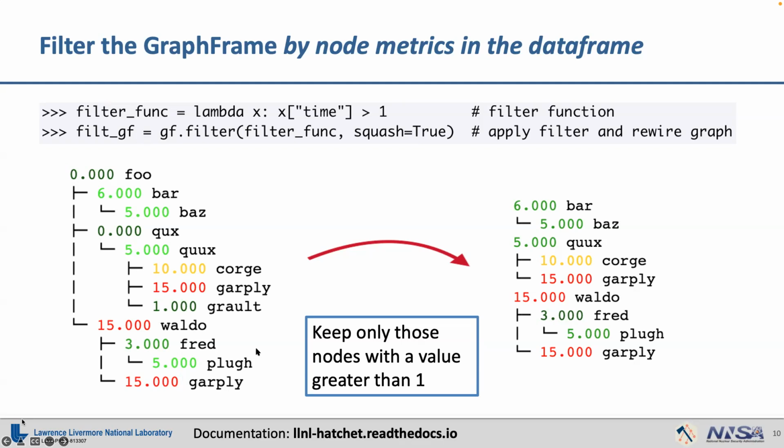So if we take our input graph here on the left, and we're only focusing on nodes that are greater than 1, we'll see that the root node foo disappears. This child node QUX also disappears, and we rewire the graph, removing those nodes that are no longer of interest to us. And so you can see the resulting graph here on the right.